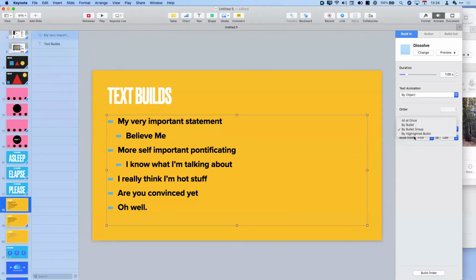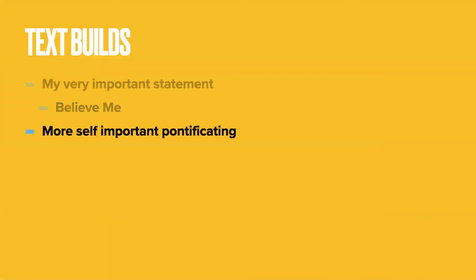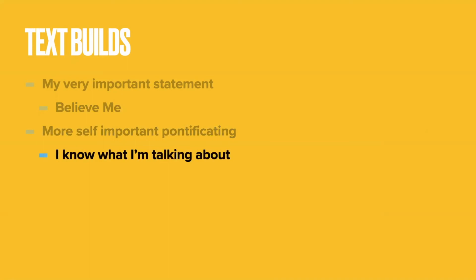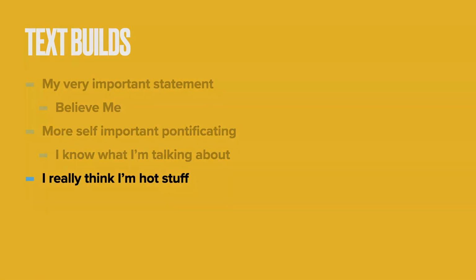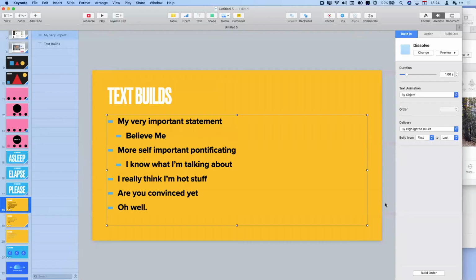Okay. Then we've got by highlighted bullet. Now, if we run this, this is an effect that some people have to do quite a lot of work to do. They think they don't know it's available. It highlights the bullet point and it makes the previous bullet points 50% opaque, so you can keep people on track and keep yourself on track where you are inside the presentation. So that's some of your text builds.